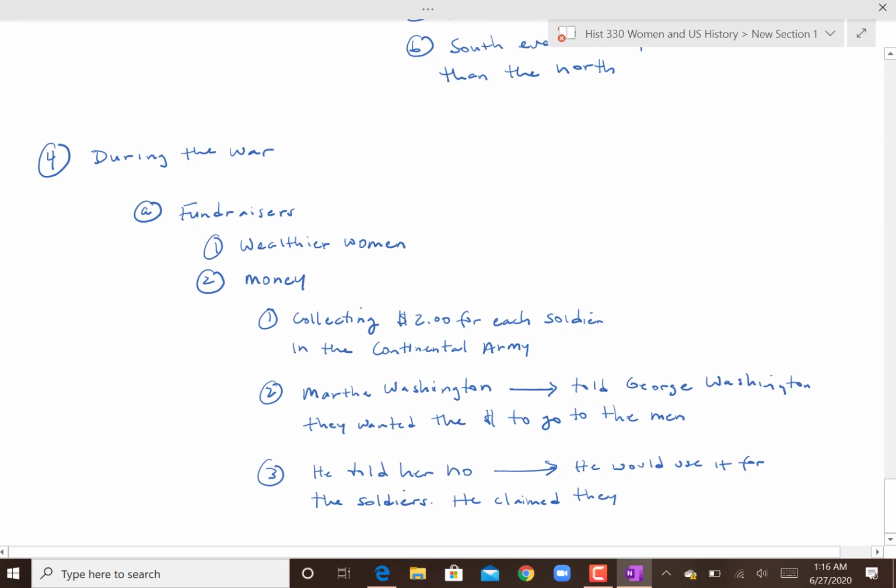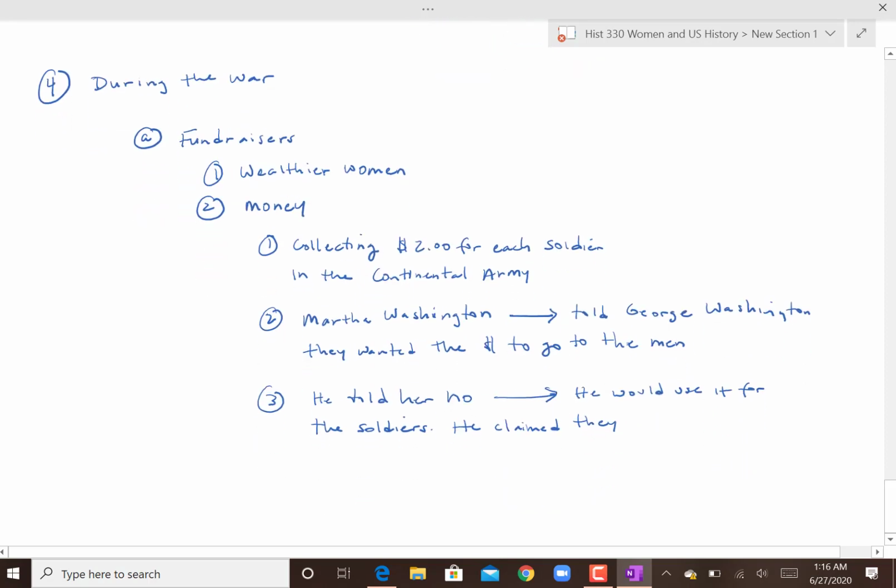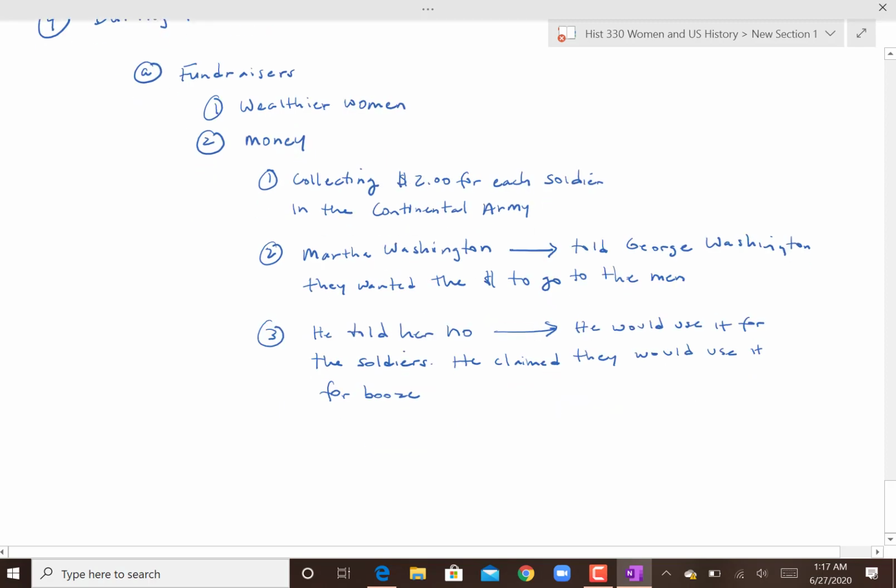And he said basically, if we give the men directly these $2, a lot of them would just use it for booze, and that's just wasting it when we could be using it for more beneficial things. Well, not only Martha Washington, but the other women that had done this fundraiser didn't like that. They didn't like him saying no to them. They didn't like that he was going to take it and do what he wanted with it, because they said, we raised the money. We want it to go for this particular purpose. So they did not give him the money.